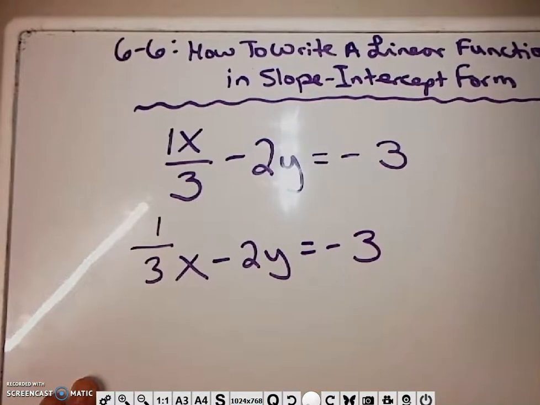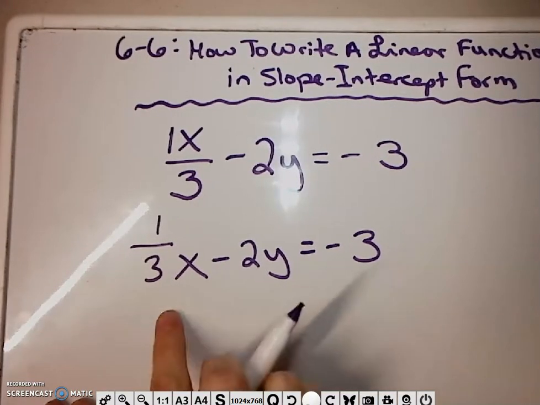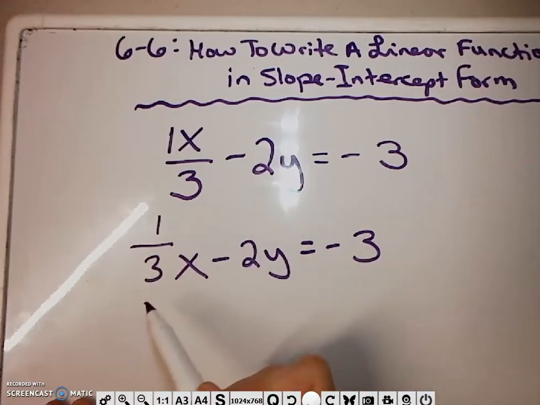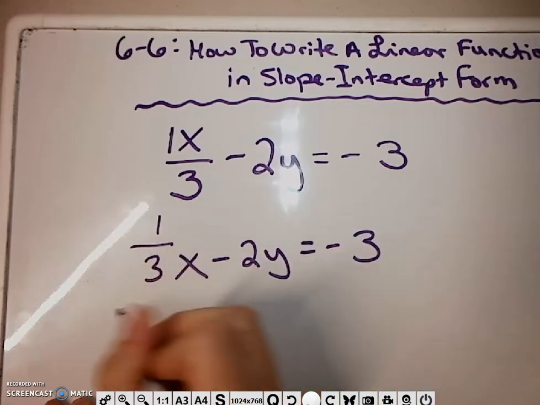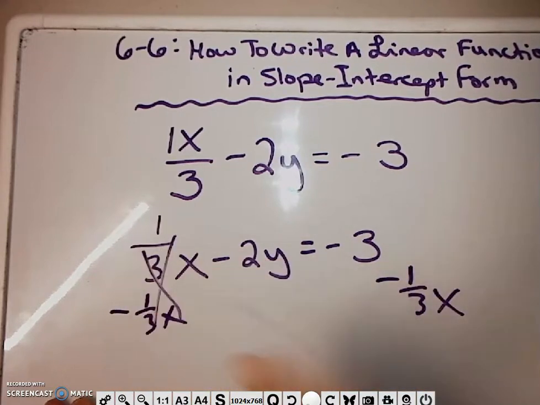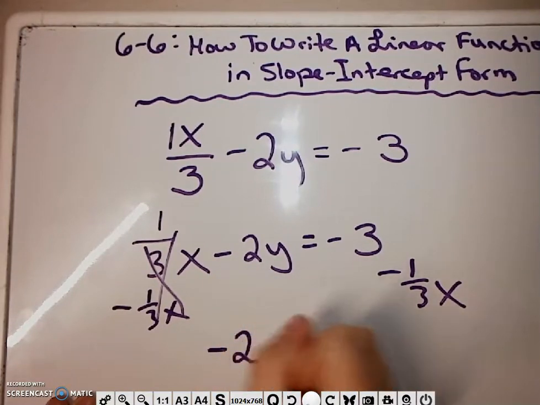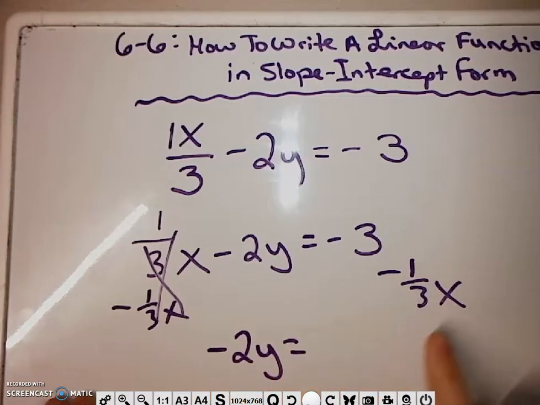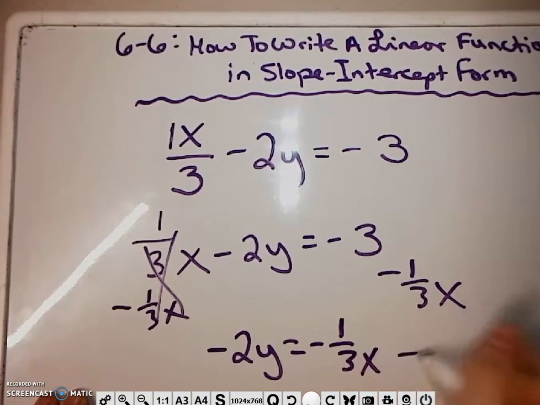Equals negative 3. So 1/3 x minus 2y equals negative 3. Now I need to take 1/3 x and bring it to the other side. To do that, I add its opposite. If this is positive 1/3 x, I'm adding negative 1/3 x to both sides, or I'm taking this term and jumping the wall and making it negative. Either way, I do negative 1/3 x to both sides. These cancel, so I'm left with negative 2y. Don't forget this negative belongs with 2y. Negative 2y equals, and you always put the term with x first, so I'm going to rewrite this as negative 1/3 x minus 3. See it?